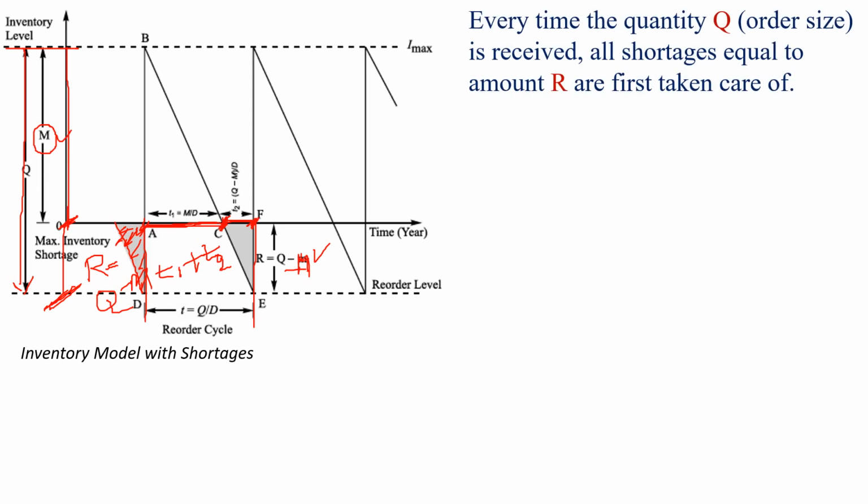Every time the quantity Q is received, all shortages equal to amount R are first taken care of. So here first we have to fill the shortage quantity capital R when we receive the quantity capital Q. So here we are receiving the order quantity, that is capital Q. Then we have to fill the shortage, that is R.